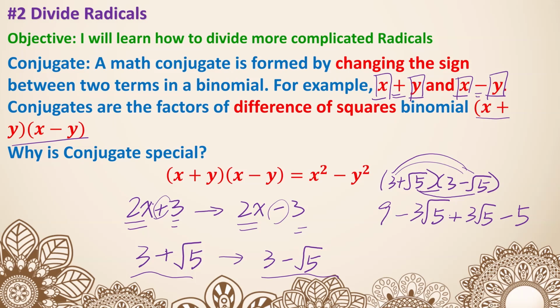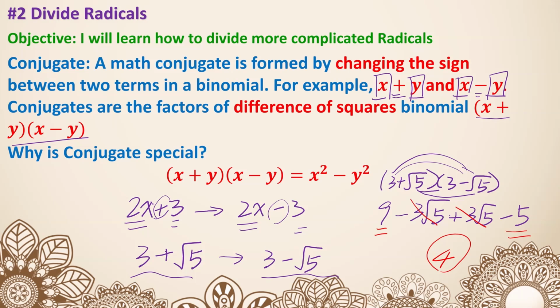So as you can see, because they're conjugates, their parts are very similar, just the signs are different. The middle two terms are going to cancel. Then we are left with just a 9 in the front and a minus 5 on the end, which is going to become a 4. So in that case, we don't have the radicals anymore. That's why conjugates are going to be really helpful when we deal with more complicated radicals.